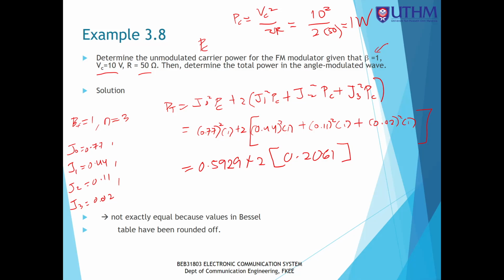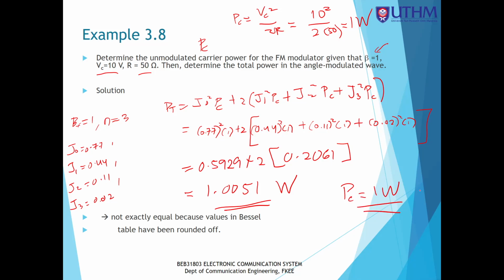Okay, tolong betulkan saya kalau saya salah. So you need 0.2061 multiplied with 2 plus 0.5929. So you're gonna get 1.0051. Okay, so compared to PC, remember PC is equal to 1 watt.